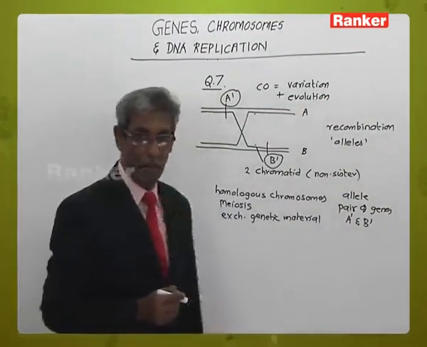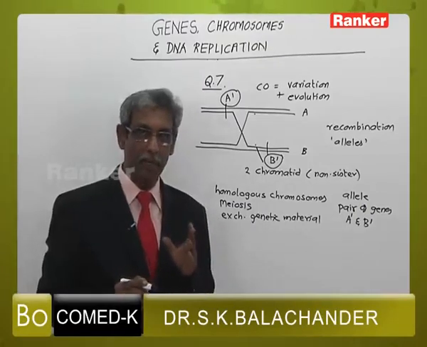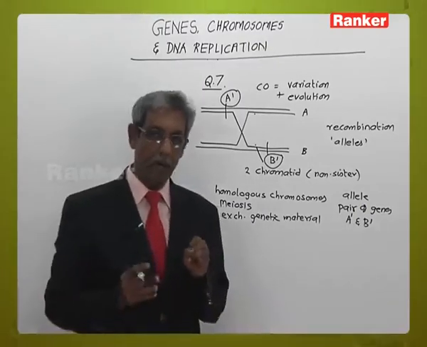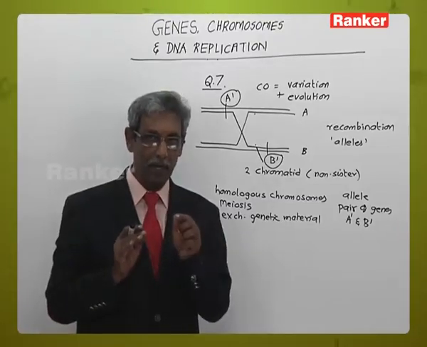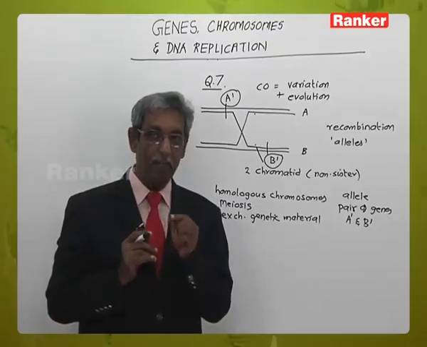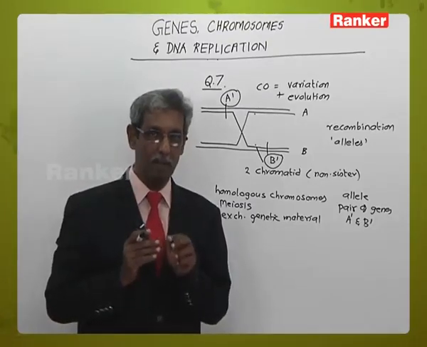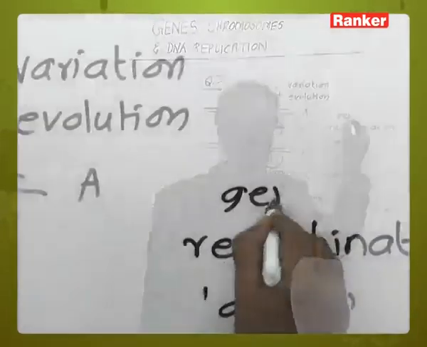Variation and evolution of crop plants. Segregation of genes means separation of genes. The objective of crossing over is not to segregate or separate the chromosomes. The key word here is recombination. Recombination is a primary function of crossing over. When you say crossing over, exchange of genetic material, it means primarily genetic recombination.